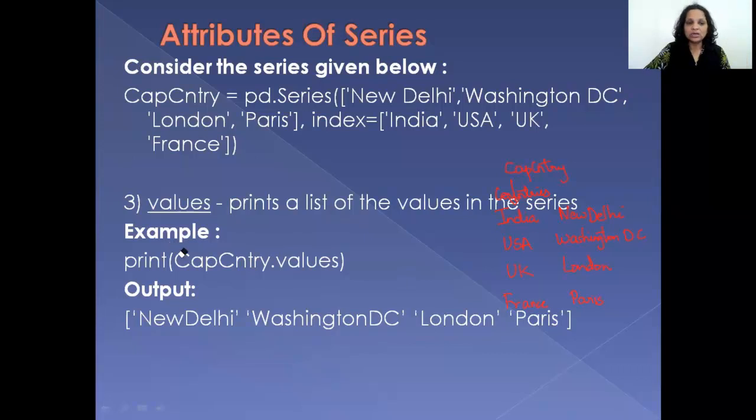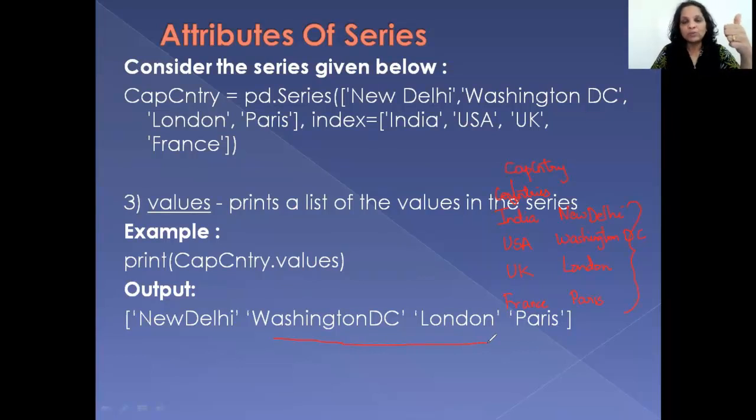So can you see here, when I say print capcountry.values, it has printed all the values that were present. These are the values that are present in the data series. All the values that are present are going to be displayed as a list.